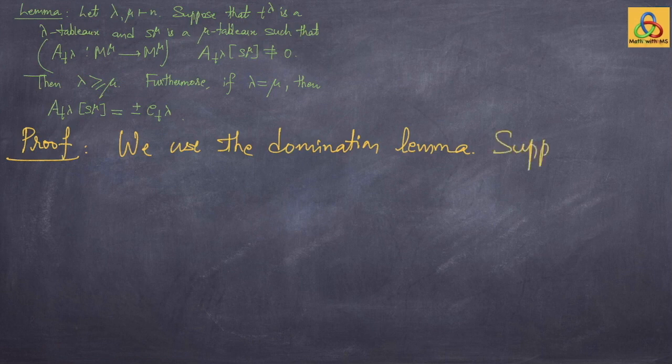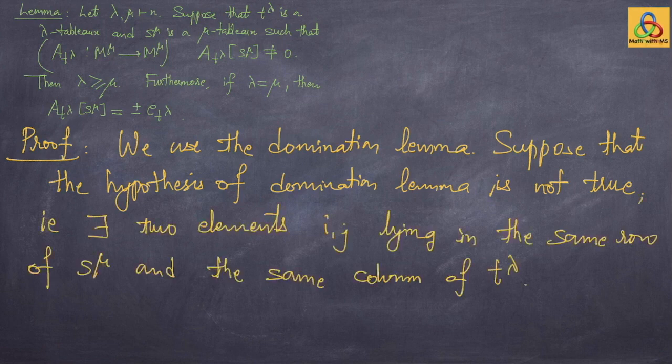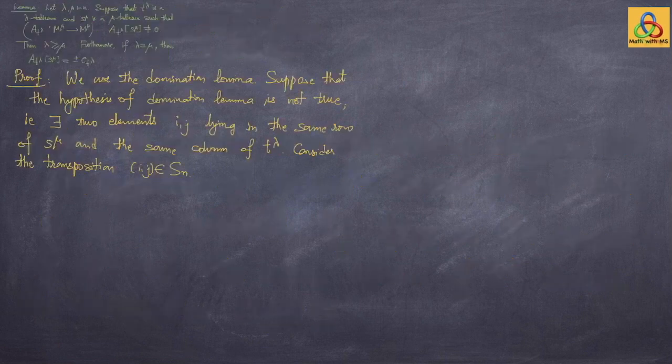Suppose that the hypothesis of the domination lemma is not true. What does that mean? That means that there exists a row in the mu tableau S mu and two distinct entries in that row which lie in the same column of T lambda. Consider the transposition Ij in the symmetric group Sn. What does this transposition do?